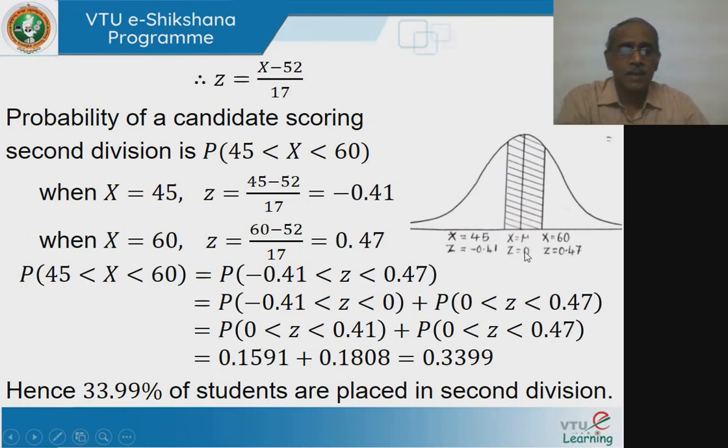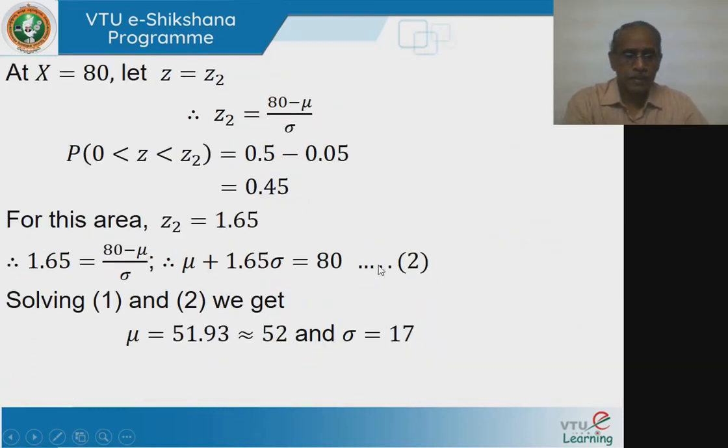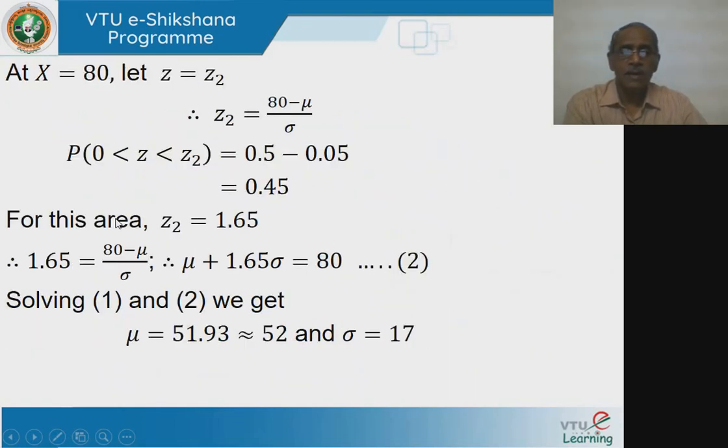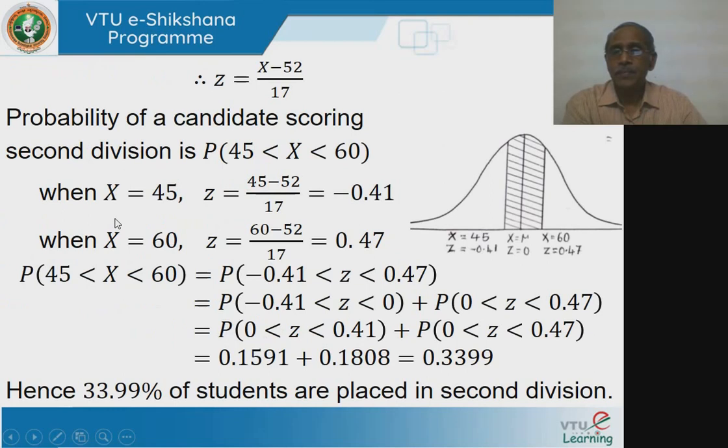Now we have to calculate the percentage of students placed in the second division. Second division is between 45% and 60%. Therefore we have to find the probability of 45 less than x less than 60. So the probability of a candidate scoring second division is the probability of 45 less than x less than 60. Let us calculate the value of z at x equal to 45 and x equal to 60.